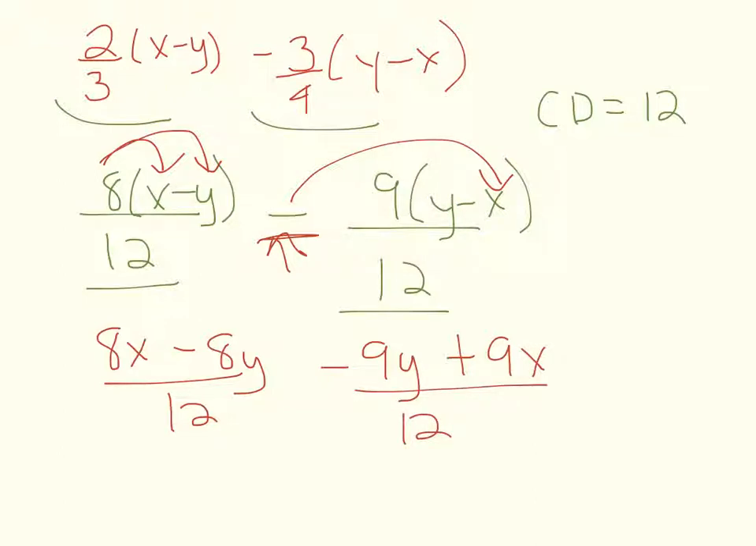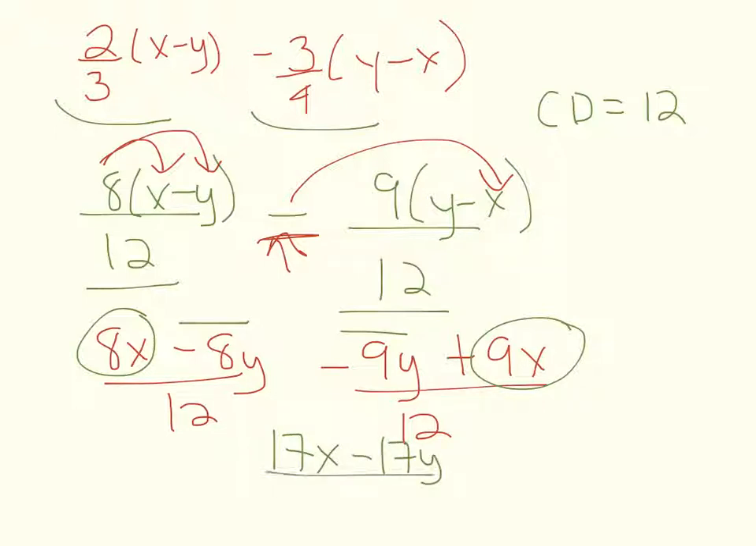So now, it's really just a question of combining like terms. So I have a positive 8x here, and I have a positive 9x here. So that's going to give me 17x. I have a negative y, and I have a negative 9y. So that's going to give me negative 10y, and the whole thing will be over 12.